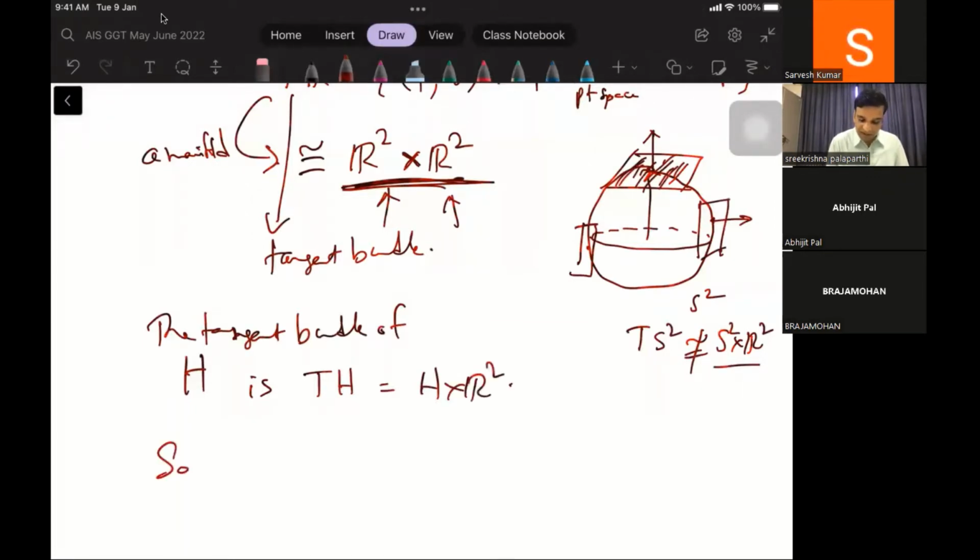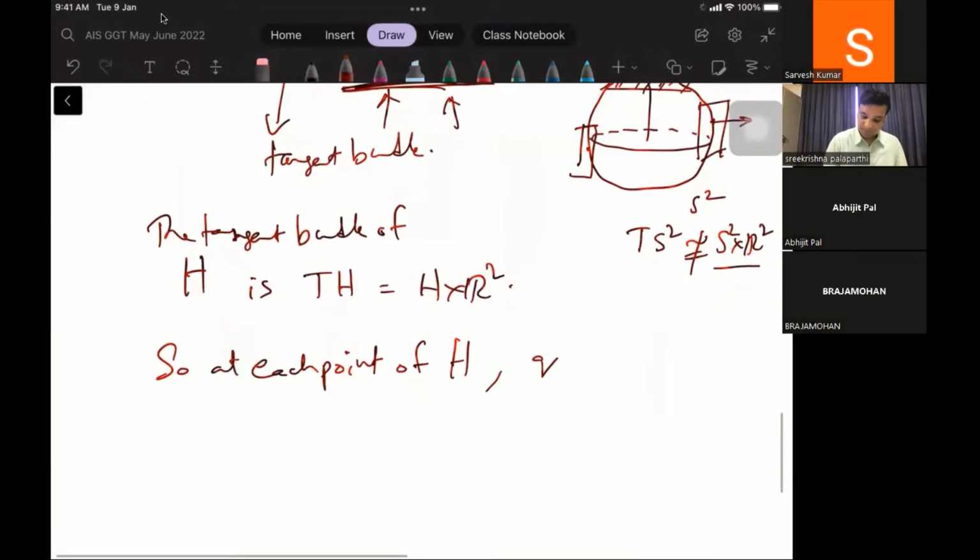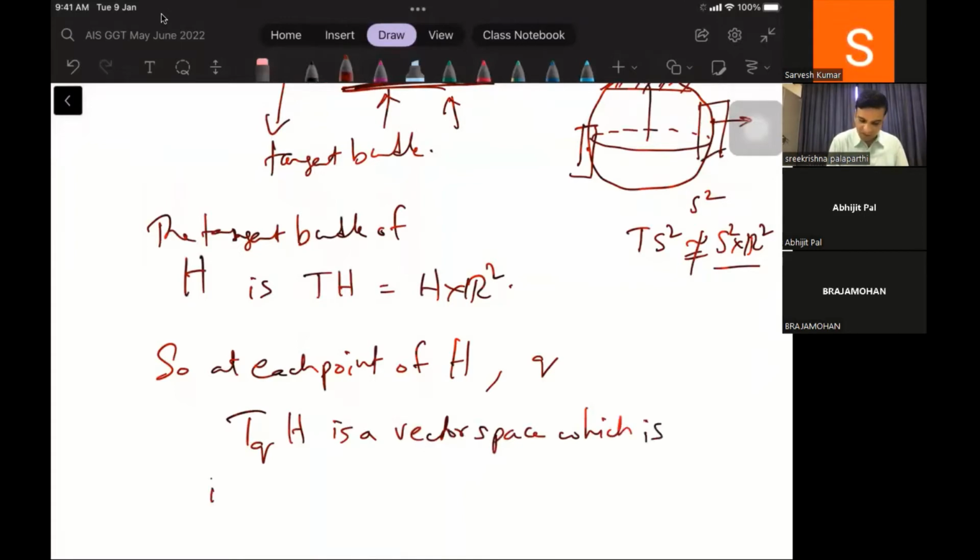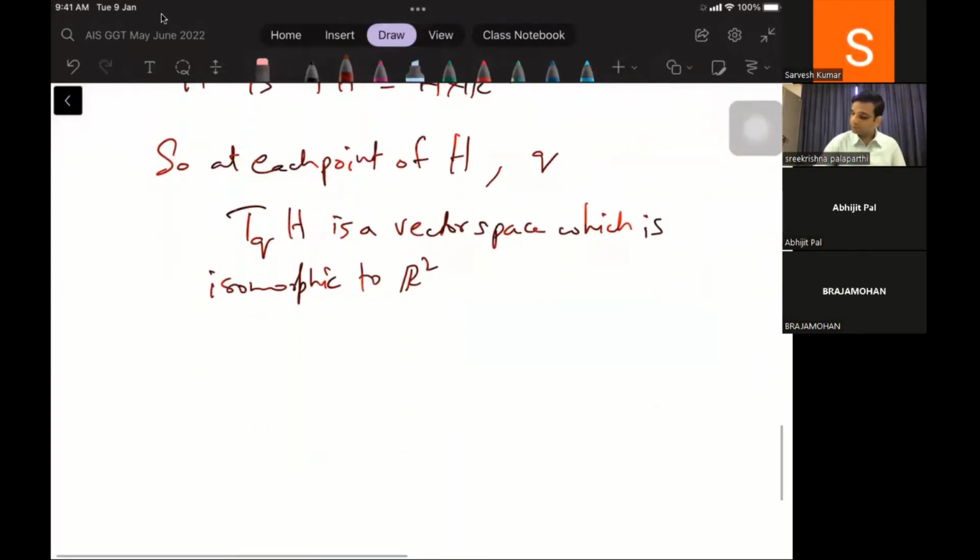So at each point of H, say Q, TQH is a vector space which is isomorphic to R2. So we have this collection of vectors at each point. Now, why are we doing this? We are looking at plane geometry.